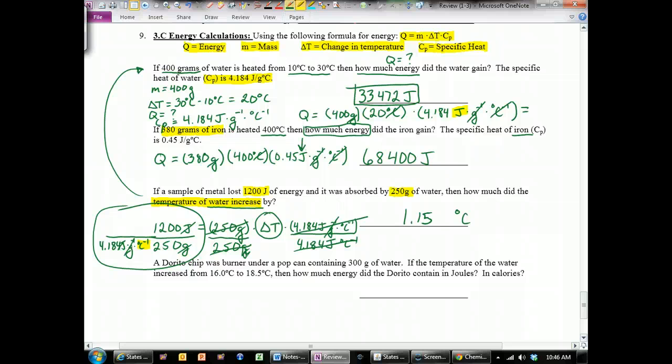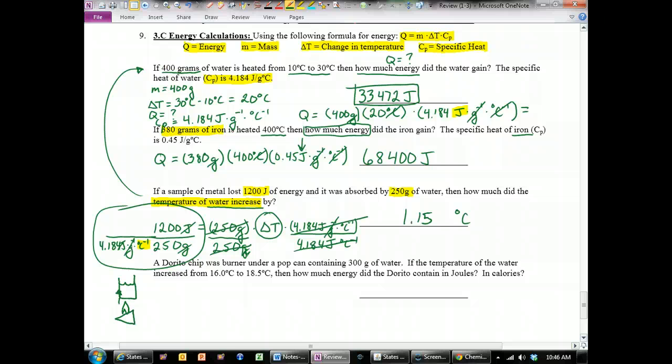The last problem, we're trying to solve for how much energy the Dorito chip has. In this scenario, we've got a pop can with some water up above a Dorito chip that's burning. The Dorito chip that's burning is transferring the energy into the water. If we assume that all the energy goes into the water, then how much energy the water gained is how much energy the Dorito lost.